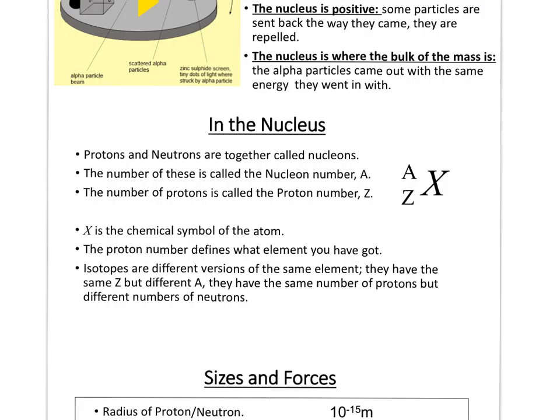Isotopes are a different version of the same element, but they have the same Z but different A, in that they have the same number of protons but different numbers of neutrons.